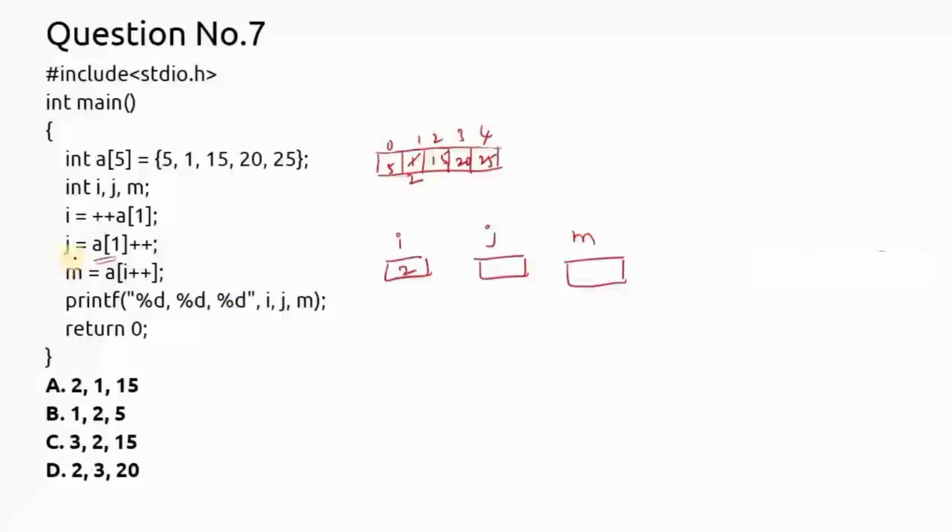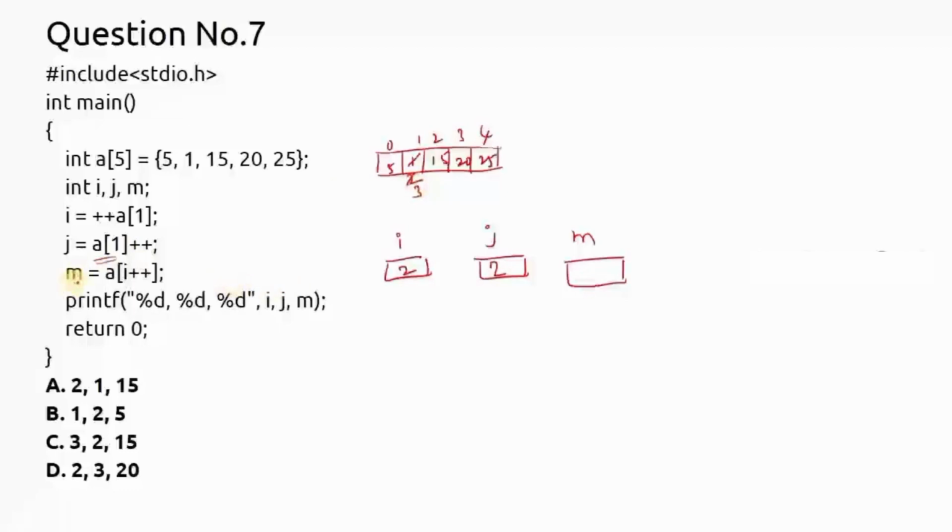Now coming to j equals a of 1 plus plus. What is a of 1? First you need to check. 2 is there right now. So 2 will be assigned first because it is post-increment. So 2 will be first assigned to j. So j is assigned 2. Now a of 1 will be incremented. So now a of 1 will become 3.